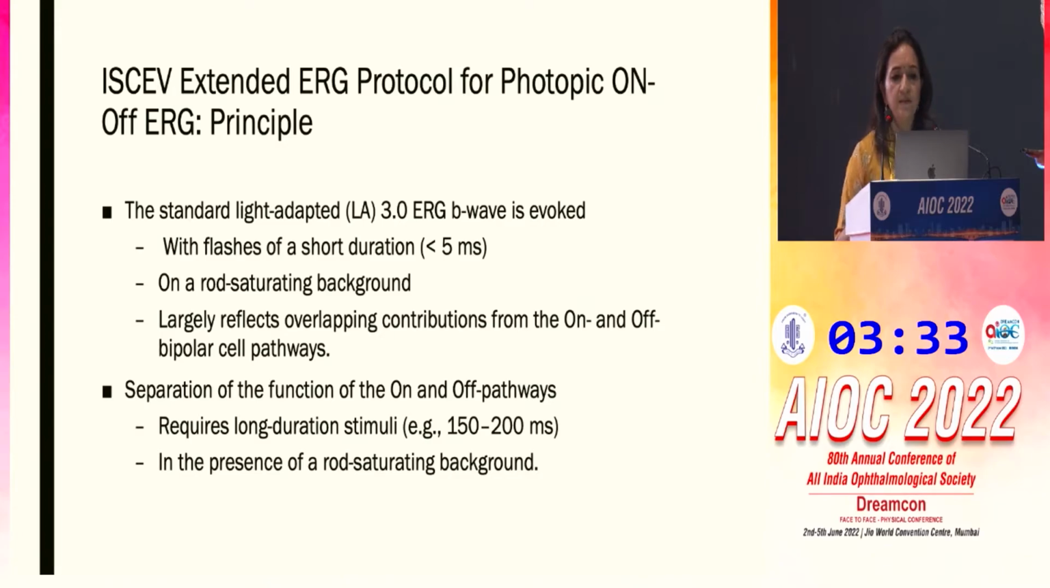Then we have the second one, which is the photopic on and off ERG. Dr. Purnachandra mentioned that we have something called congenital stationary night blindness, and as you know, we have two types, the complete and incomplete. The complete type affects the on bipolar pathway, and the incomplete affects both the on and off bipolar pathways. The importance is that they are caused by different genes. So if you know which pathway is involved, you can do a targeted gene identification to look for those genes. So this is a response to a very long duration of stimulus.